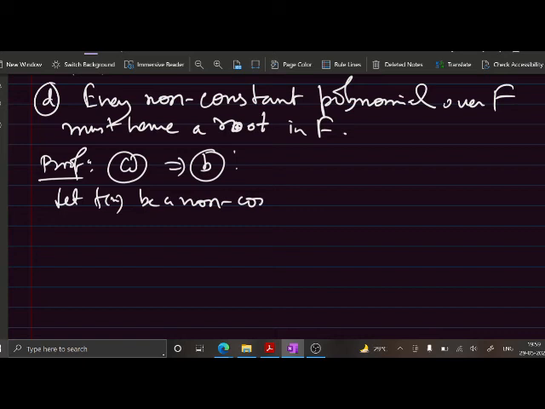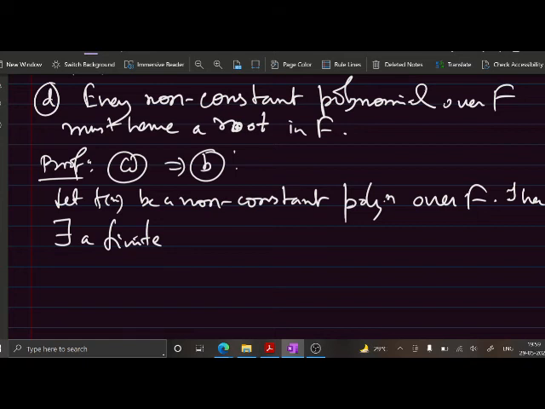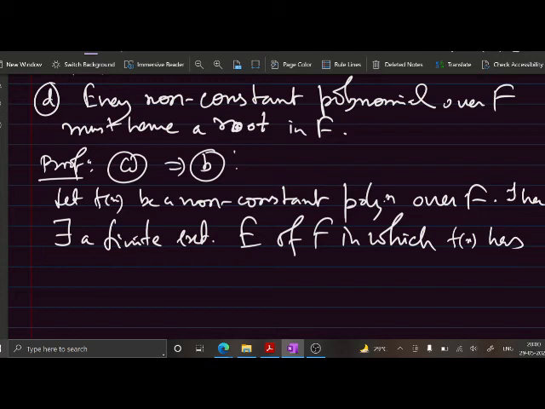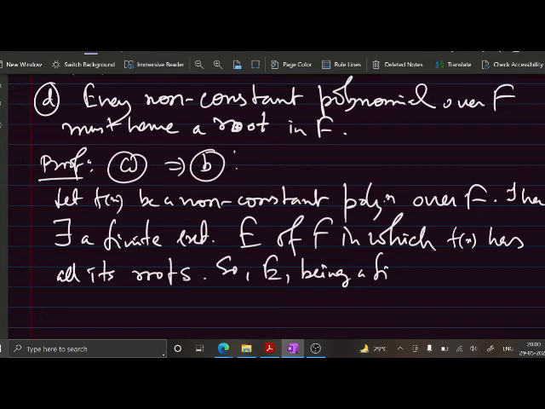Let f(x) be a non-constant polynomial over F. Now, then there exists a finite extension E of F in which f(x) has all its roots, right? Then we have proved that every finite extension is algebraic. So E, being a finite extension, must be algebraic.